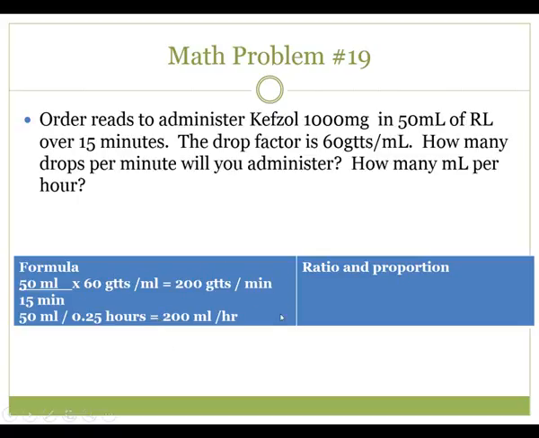You'll note that with 60 drop tubing, and this is the only drop factor tubing that this happens with, your drops per minute is also your mils per hour. If you sat down and looked at it, you would understand why, because there's 60 minutes in an hour and you've got 60 drops per mil. But you don't have to go and figure all that out. Just remember that 200 drops per minute is the same thing as 200 mils an hour if you're using 60 drop tubing.